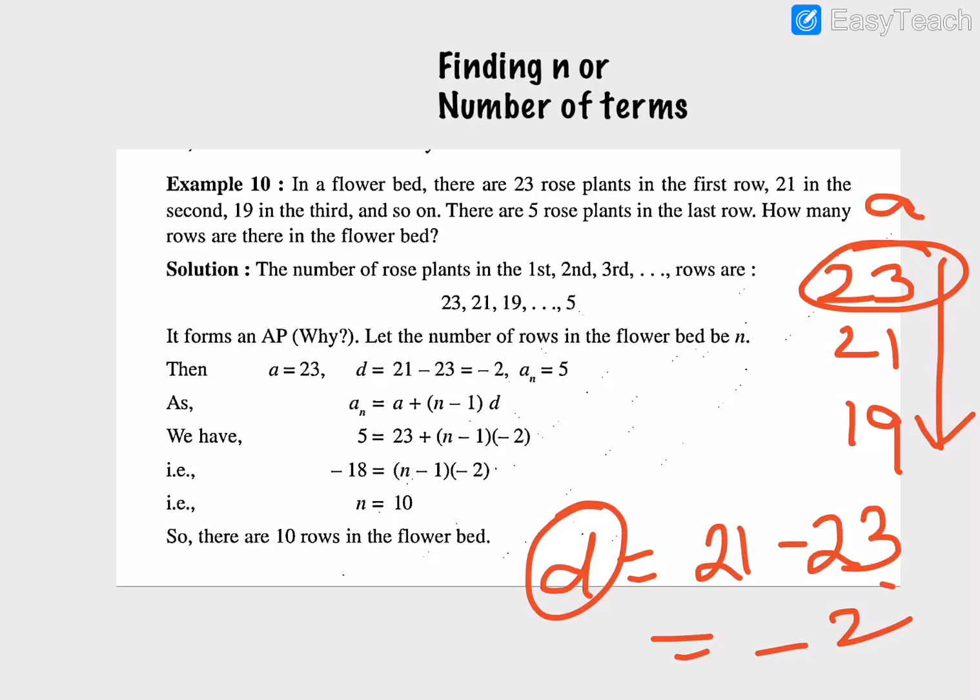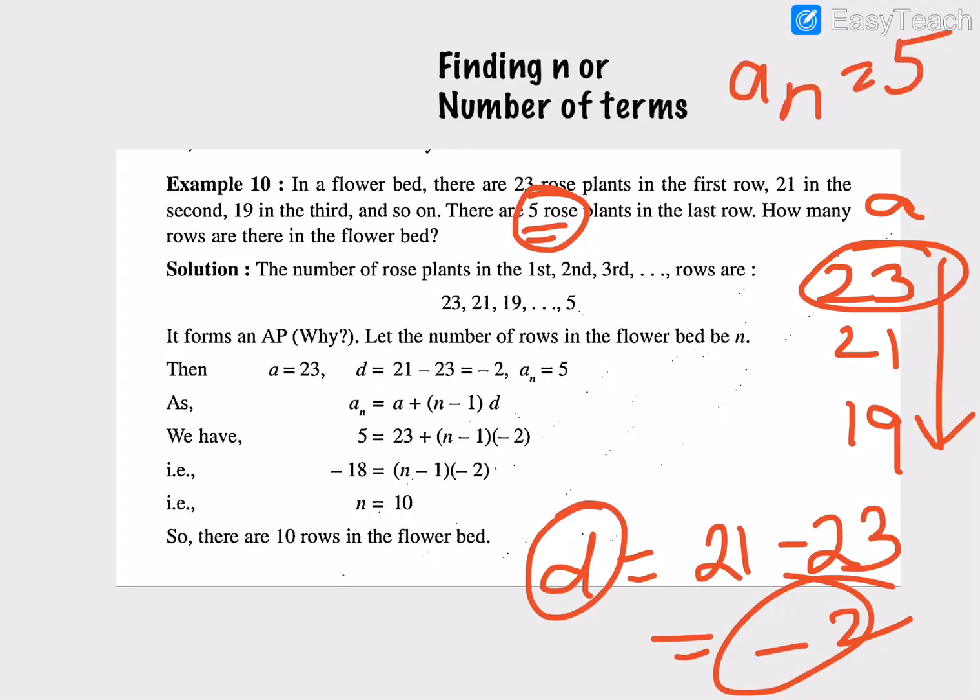So you have the value of a, you have the value of d, and there are 5 rose plants in the last row. The last row means the last term in this series. So the last term is 5, that is, the nth term is given as 5, and they're asking you to find the number of rows, how many rows are there in the flower bed. They are asking you to find the value of n.